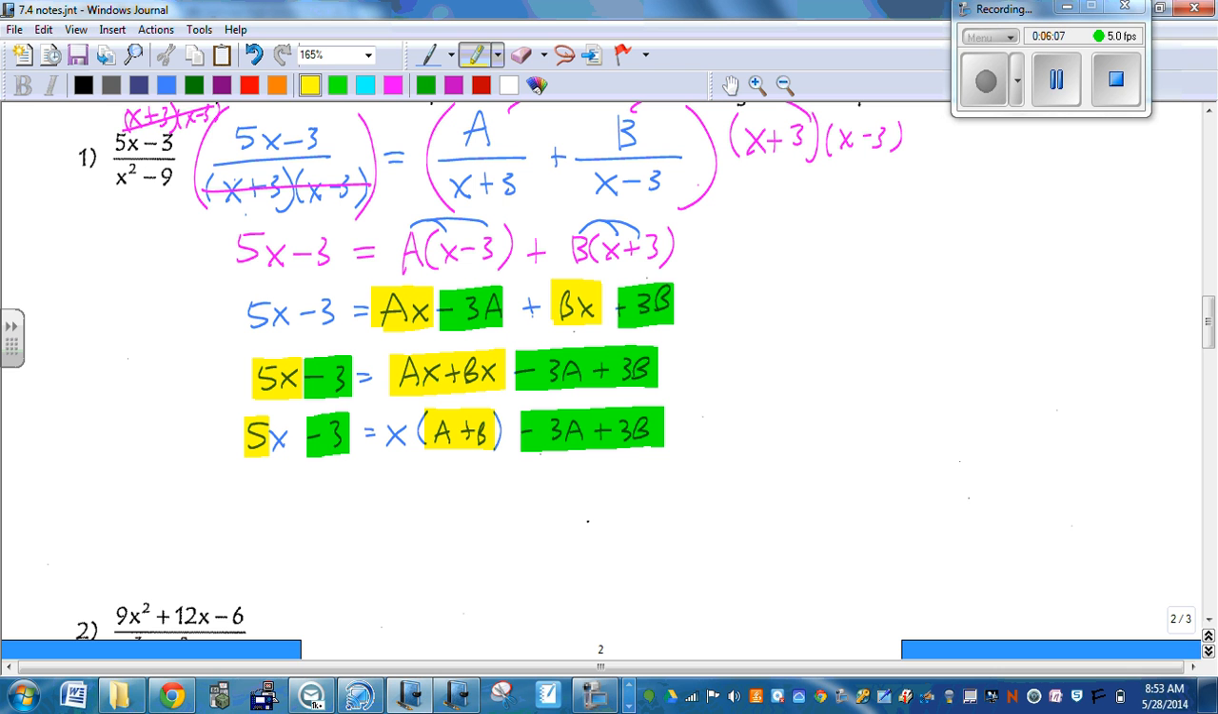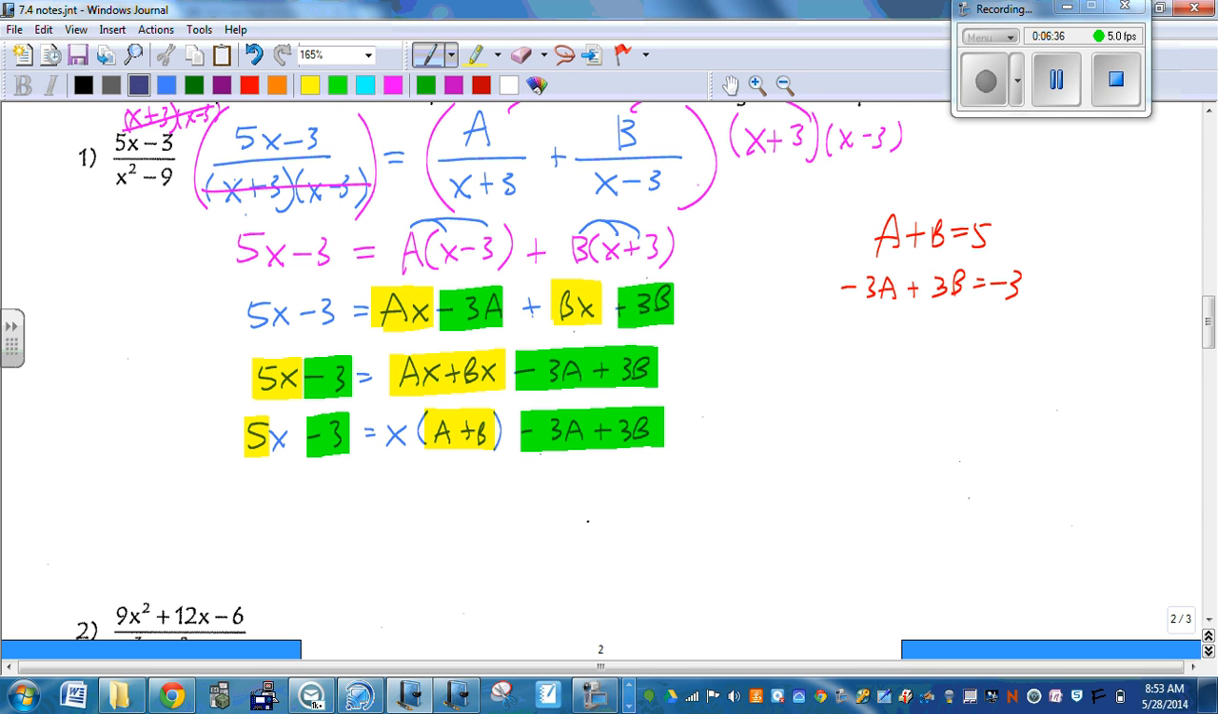So what we end up doing to solve for a and b is set up a linear system of equations. So the a plus b has to equal 5, and negative 3a plus 3b has to equal negative 3. So we have two equations. And we can solve those by elimination or substitution. I'm going to go ahead and use elimination.